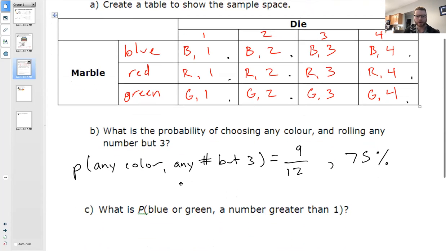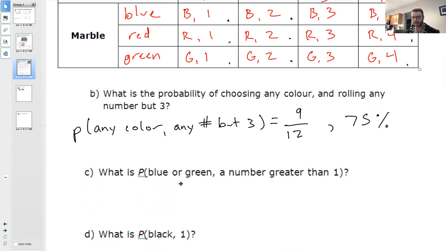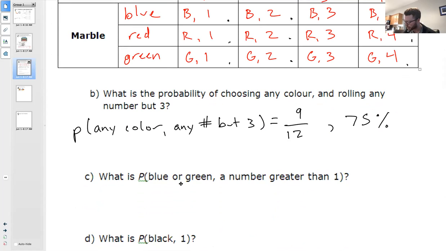Okay, next question. What is the probability of pulling a blue or a green marble and rolling a number greater than 1? So, the probability of blue or green and rolling a number greater than 1. We cannot have any of the possibilities in the 1 column because we want to roll a number greater than 1, and only a blue or green marble will work in this case. So blue 2, blue 3, blue 4 will work, and green 2, green 3, and green 4 will also work. So we just counted up to 6.